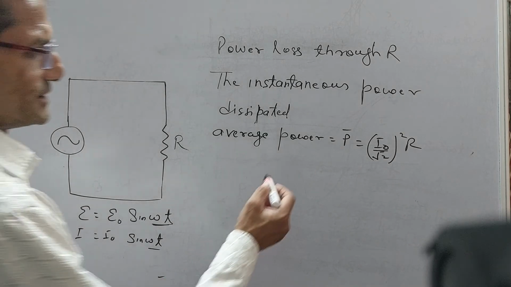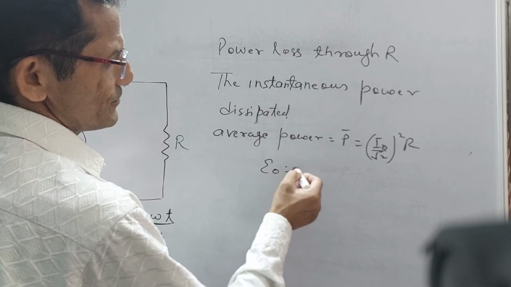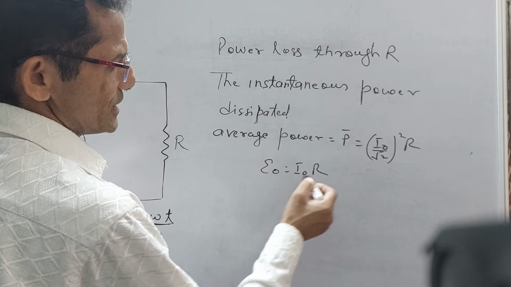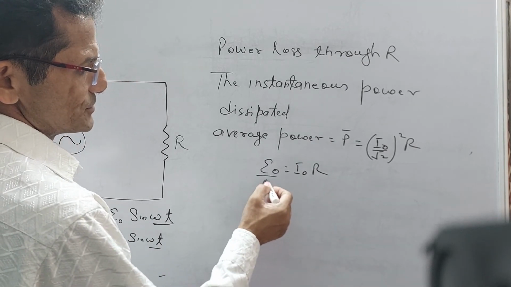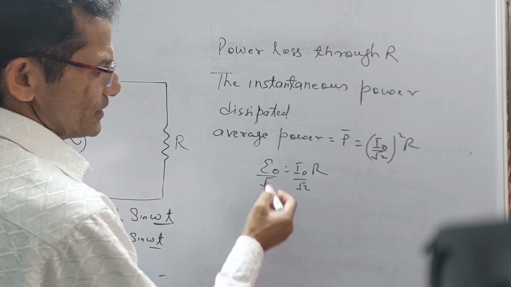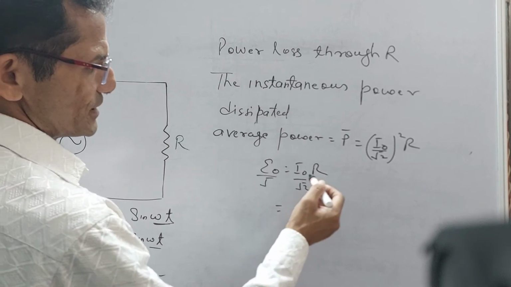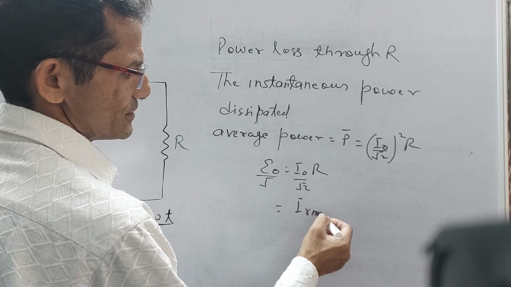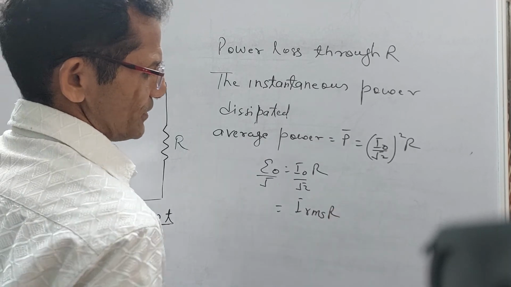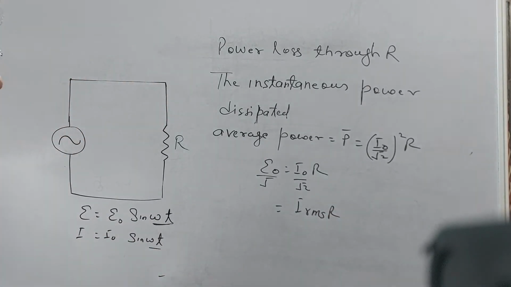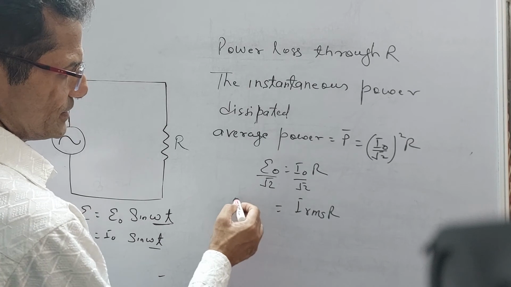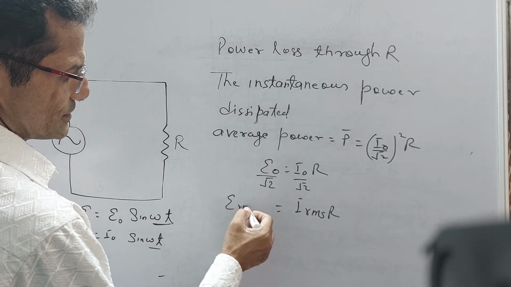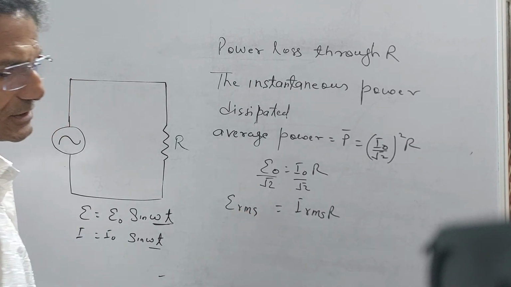The maximum voltage amplitude, which is E naught, is equal to I naught into R. If you divide by root 2, E naught upon root 2, just as I naught upon root 2 is I RMS, will be E RMS, the root mean square voltage.